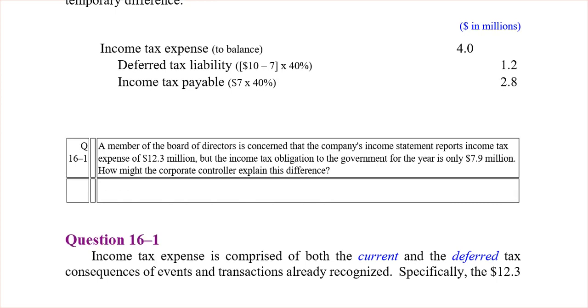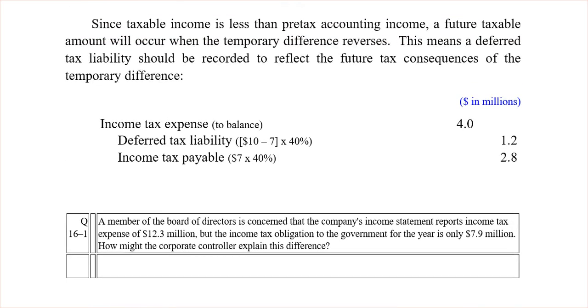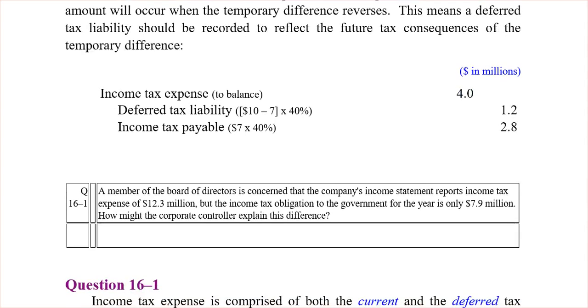Here we have a concept type question, and it says the Board of Directors is concerned that the income statement shows income tax expense of 12.3, but the income tax obligation, so that'd be the tax payable, is only 7.9. How can the controller explain it? Well, before we took this class, we thought tax expense should be equal to tax payable. So apparently this board member only took Accounting 201 and not Intermediate 2.